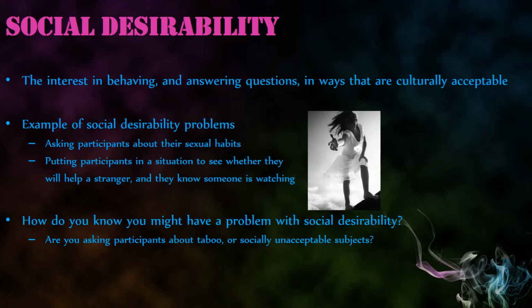So how do you know if you have a problem with social desirability? First, are you asking participants about taboo or socially unacceptable subjects, or are you asking them to do something that's not socially acceptable? So the distinction between demand characteristics and social desirability is that demand characteristics is, can the participant figure out what you want? And social desirability is, are you asking participants to do or say something that violates cultural norms?